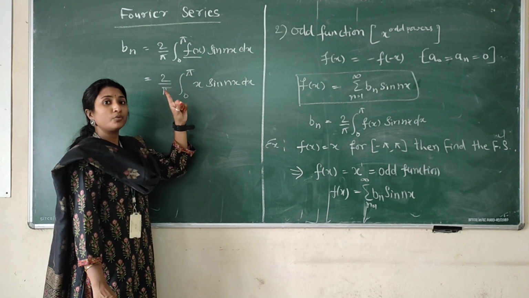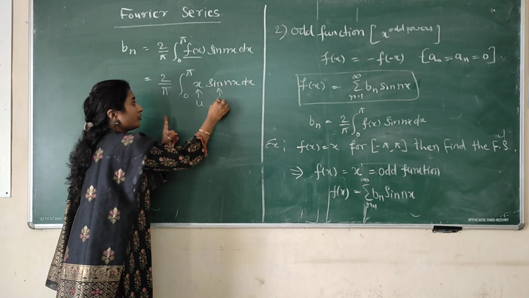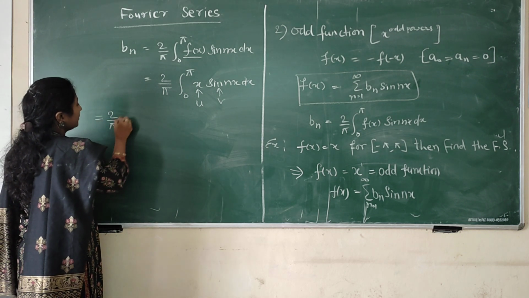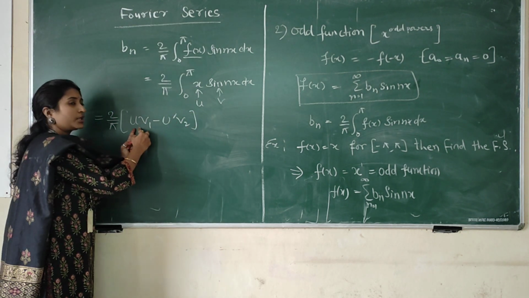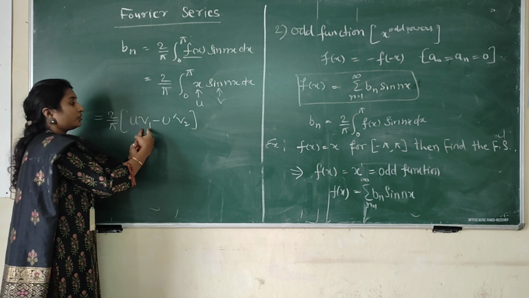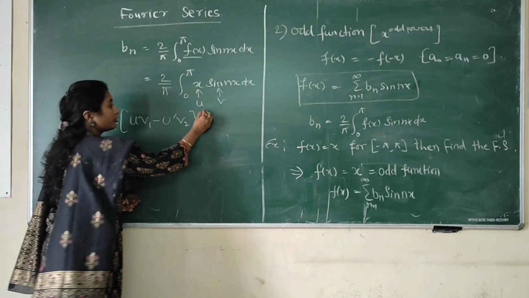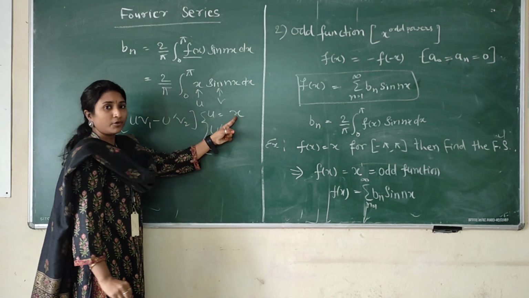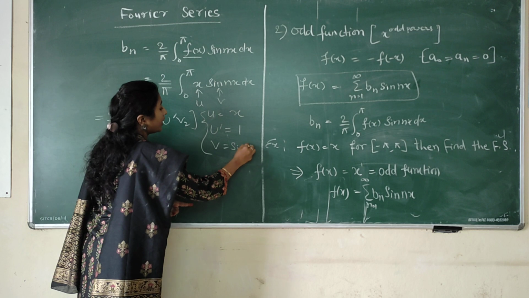Now for the integration, we are having two functions inside the integration. So the u into v formula will be used. This function is known as u and this is v, and we know the shortcut formula for the product rule is u v1 minus u dash v2, where u is x, u dash is the derivative of u, v1 is the integration of v, v2 is the integration of v1. So we are writing here u is equal to x. What about u dash? Derivative of x is 1. Now v is sin nx.